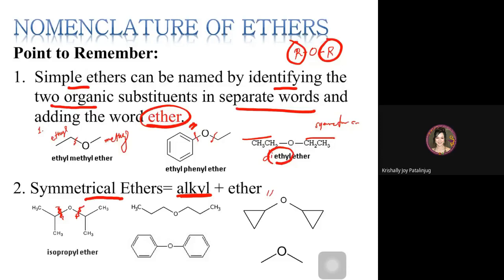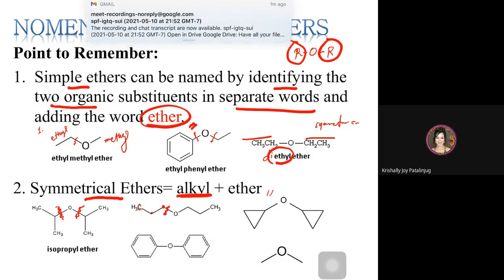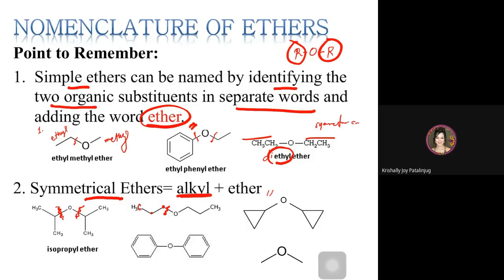Okay, symmetrical ni siya. The other one, this is carbon 1, 2, 3. So 3 carbons, a carbon-containing alkyl group, so propyl. So this is propyl ether. Then this is phenyl ether. Now what about this one? This is not propyl, ha? This is cyclopropyl. Alkyl man ni sila. R group, these are alkyl groups or aryl groups, or cycloalkyl groups. So this is cyclopropyl ether. Then lastly, this is methyl ether or you can have dimethyl ether.